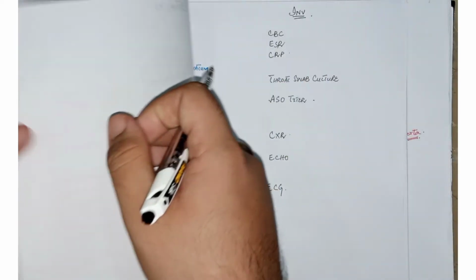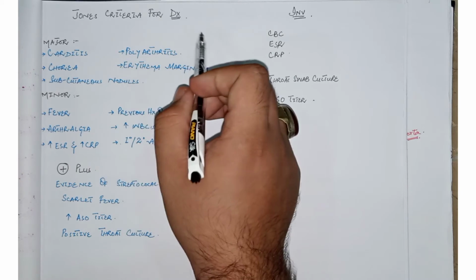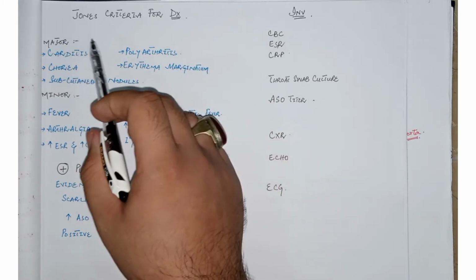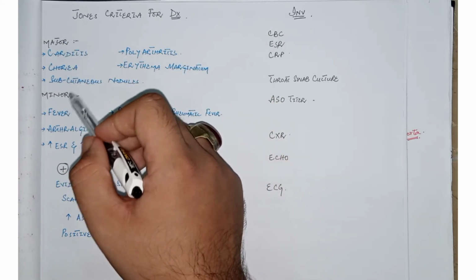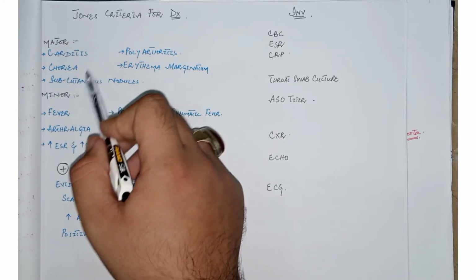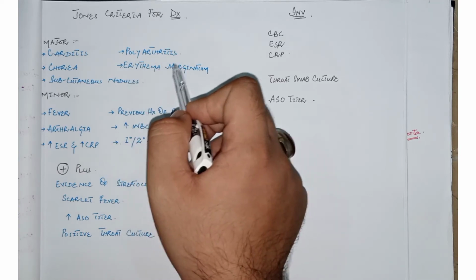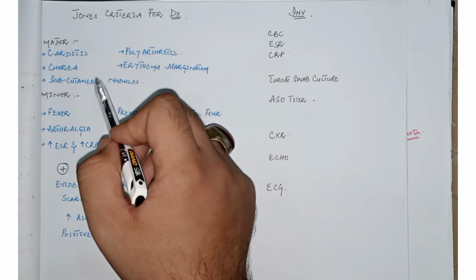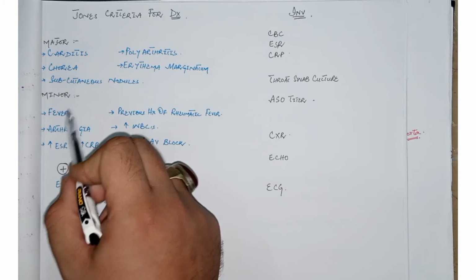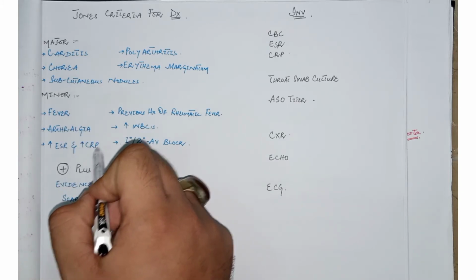Now come to the investigations of rheumatic fever. There is a Jones criteria for its diagnosis. There are a few major criteria and some minor criteria. The major criteria, as we have discussed previously, are carditis, chorea, subcutaneous nodules, arthritis and erythema marginatum. These all are major criteria, and the minor criteria are fever, arthralgia, raised ESR and raised C-reactive protein.